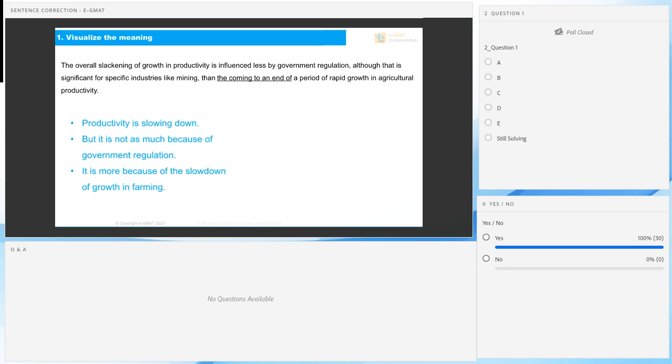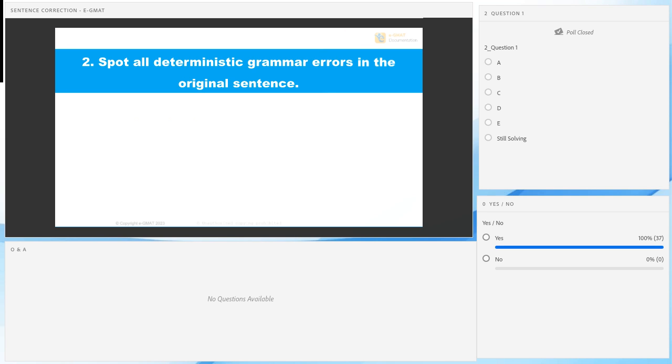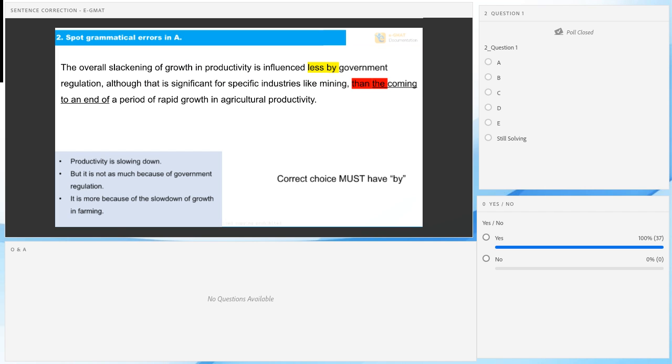Good. Now we have the meaning, right? We haven't looked at any other choice, and we are still not going to look at any other choice. We are going to spot deterministic errors, grammar errors, in this choice. For that, again, a very simple thing is "less by government." And here you start to observe what the underlined portion is.